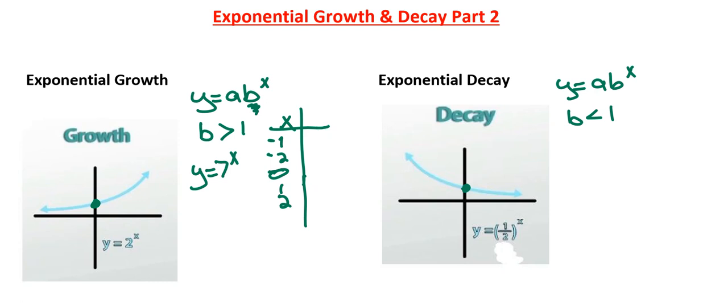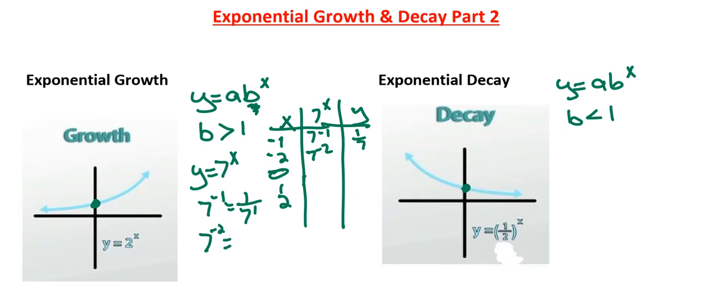Let me leave a column here. So it'll be 7 to the negative 1. Whenever we have a negative exponent, remember that you have to rewrite it as 1 over 7 to the first. To get rid of negative exponents, you put them in the denominator, so this is just 1/7. When you have 7 to the negative second, that'll be 1 over 7 squared, and we know 7 squared is 49, so it'll be 1 over 49.